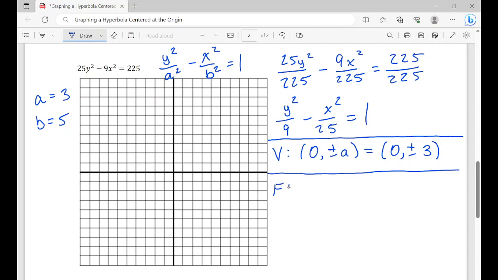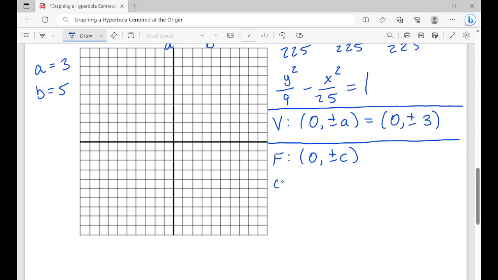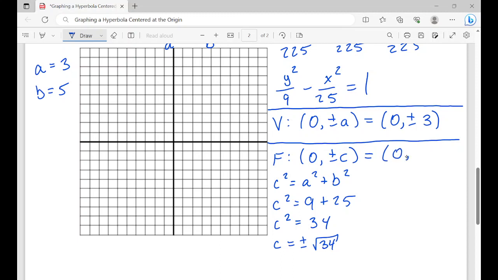Foci, going to follow a similar form. It's going to be 0, comma, plus minus c. And again, I do not have c, but I can get c using the exact same formula from before. So c squared equals a squared plus b squared. c squared equals 9 plus 25. c squared equals 34, which makes c equal to plus or minus root 34 because it cannot simplify down. So my foci are at 0, comma, plus minus root 34.